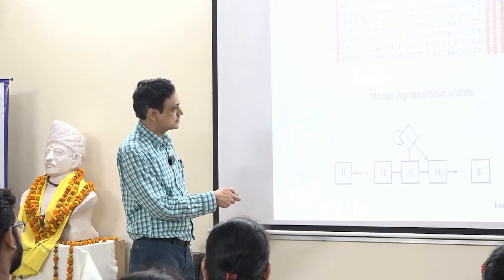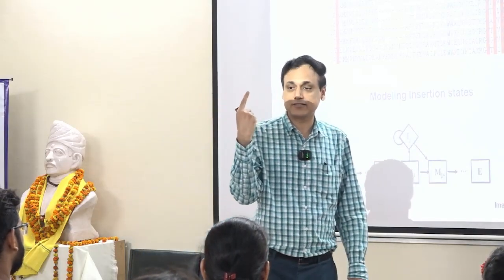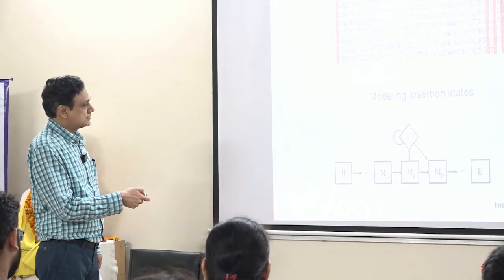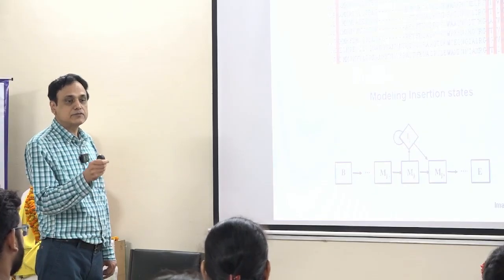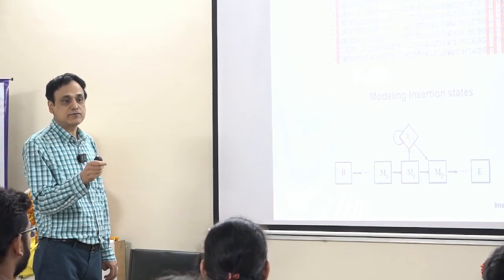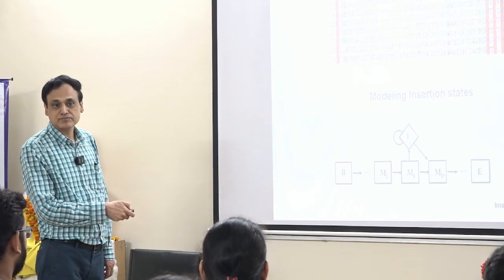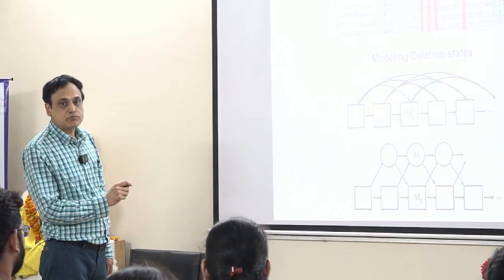Transition from insertion to insertion again, because the insertion here is emitting only one residue. So, self transition to insertion, and then after enough number of nucleotides or residues are emitted from insertion state, a transition is made back to a match state. Okay? So, this is how insertion is modeled.